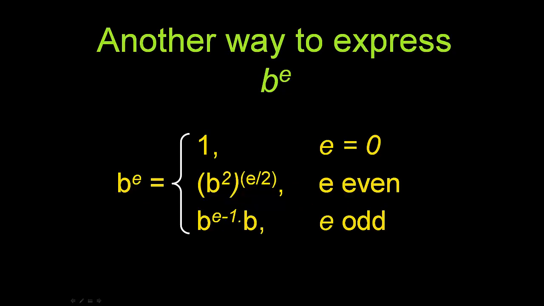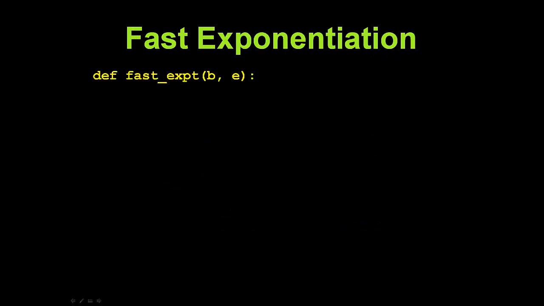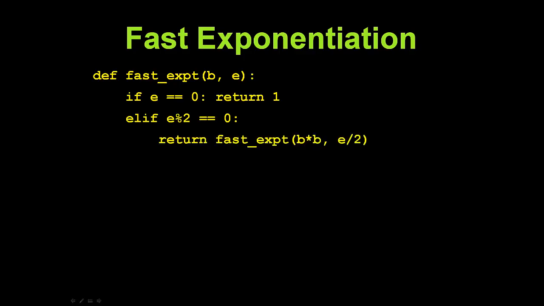So let's take a look at how we can express this particular computation. So b to the e can also be expressed as 1 if e is 0, or b squared to the power of e over 2 if e is even, or b times b to the e minus 1 if e is odd, right? Okay, there's nothing new that we're doing here. We're just restating the definition of b to the e, right? Now, there's this idea called fast exponentiation, and the idea is that instead of doing it the usual way, we just do what I just showed you. If e is 0, return 1. If e is even, you return the fast exponentiation of b squared to the power of e over 2. And then, if not, then you return b times fast expt b e minus 1, right?